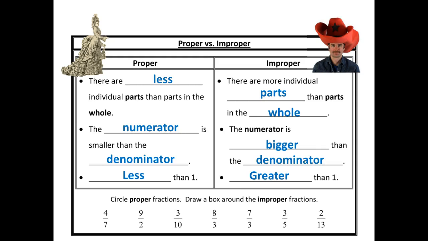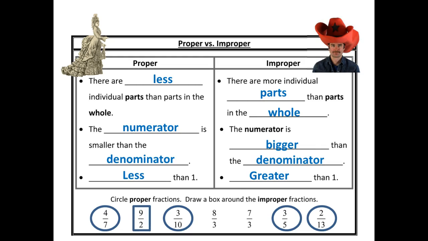Circle all the proper and put a box around all the improper. 4/7 is proper, because the numerator is smaller than the denominator. 3/10 is proper because the numerator is smaller than the denominator. 3/5 is proper because the numerator is smaller than the denominator. 2/13 is proper because, again, the numerator is smaller than the denominator. The whole is broken up into 13 pieces, and this fraction represents 2 of those pieces.